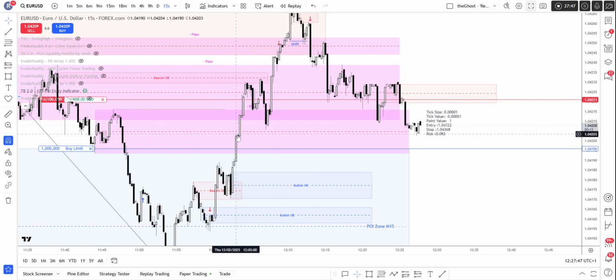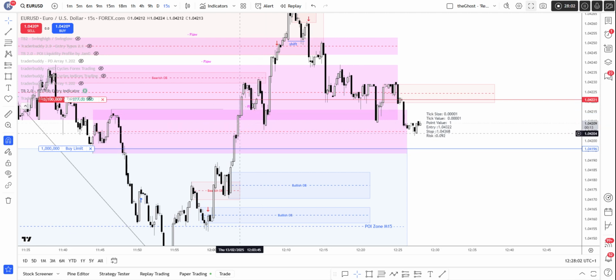Actually, according to our definition, because this is a fair value gap, then we do not have a fair value gap, and then we have a fair value gap again. So this is a POI zone. Do you recognize the structure? So we entered a POI zone. Okay, now we bounced off it.